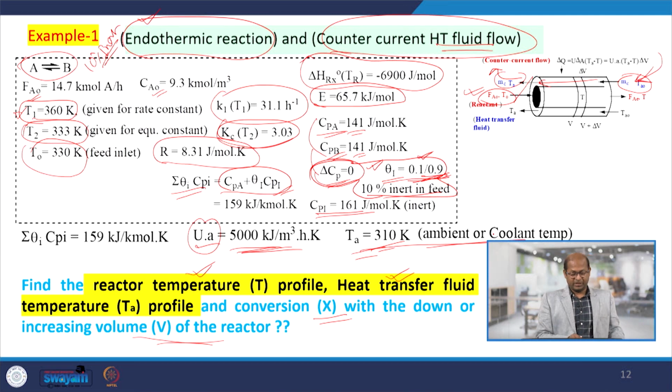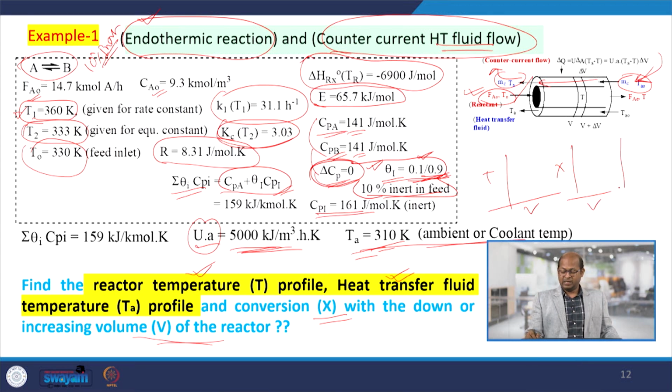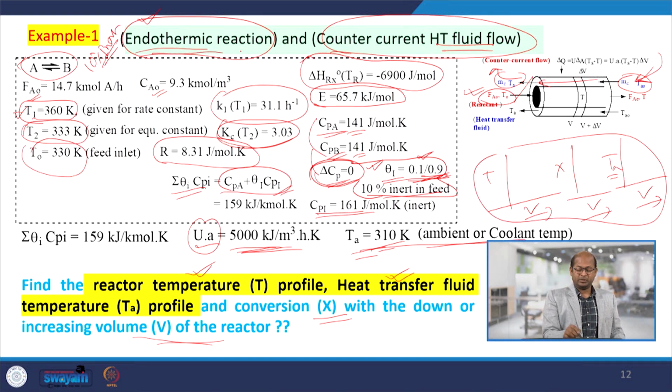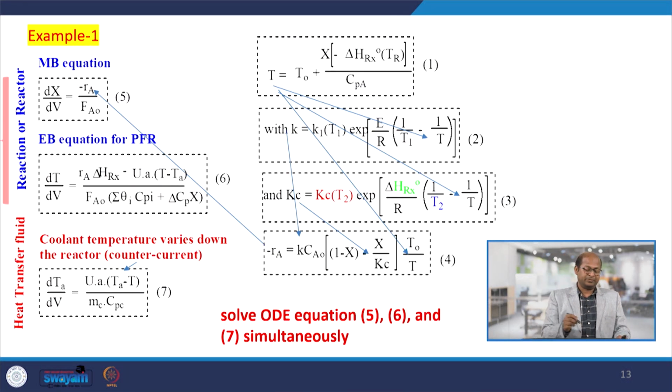So, now we have to find out the temperature profile and conversion for the reactor and the coolant. This is the coolant temperature, how it would vary with volume. So, these are the three quantities for an endothermic reaction with counter current fluid flow that we have to find out. Known quantities are there. So, now we will start step by step.